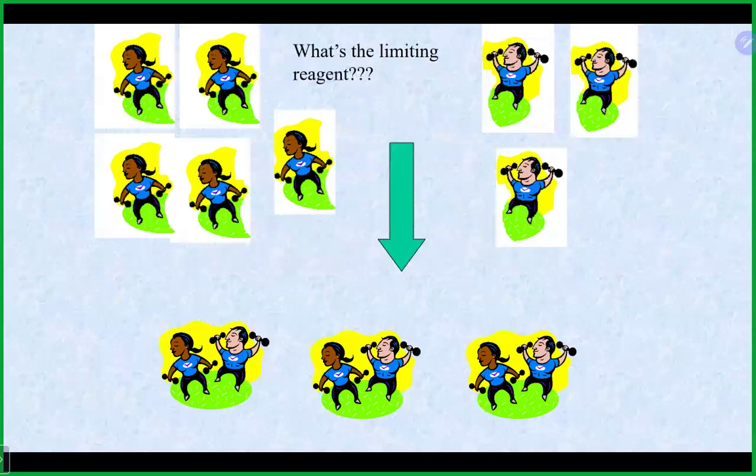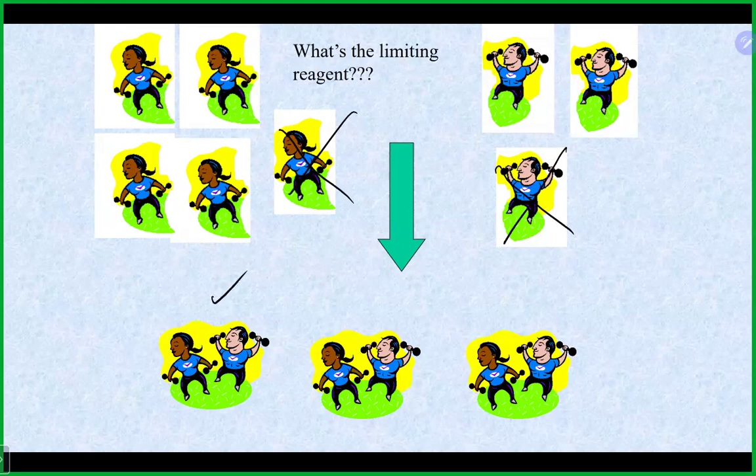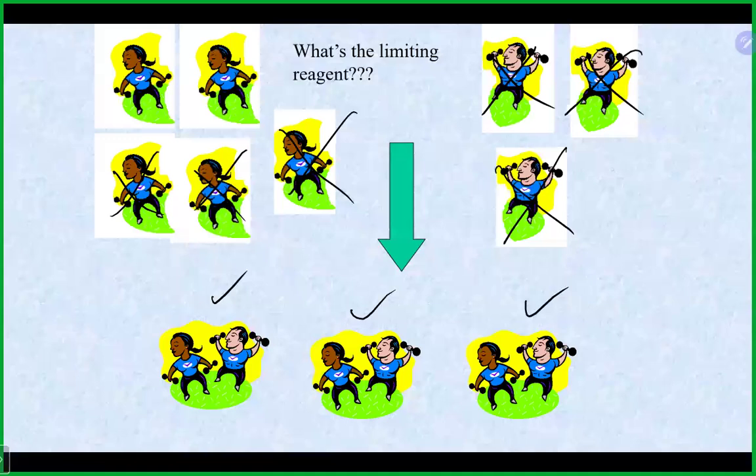So if we take a look at this example here, we have some female workout people and some male workout people, and we want to make workout buddies. We need one of each. So if I take one guy and one girl, we get one. Take another guy and another girl, we get two. Take another guy and another girl, we get three. At this point, there are no more products being made, as I have run out of our guys.